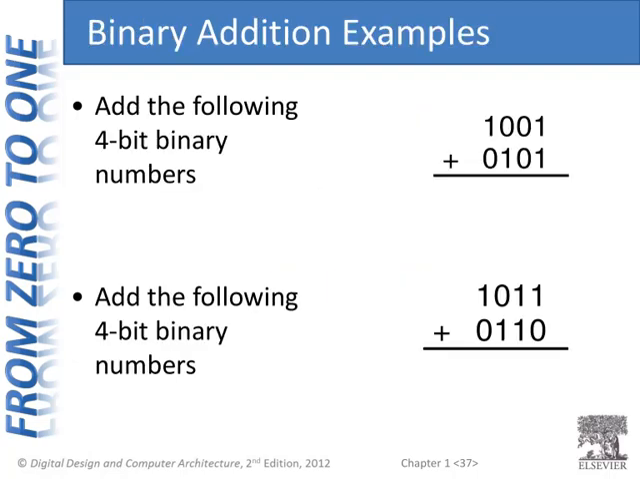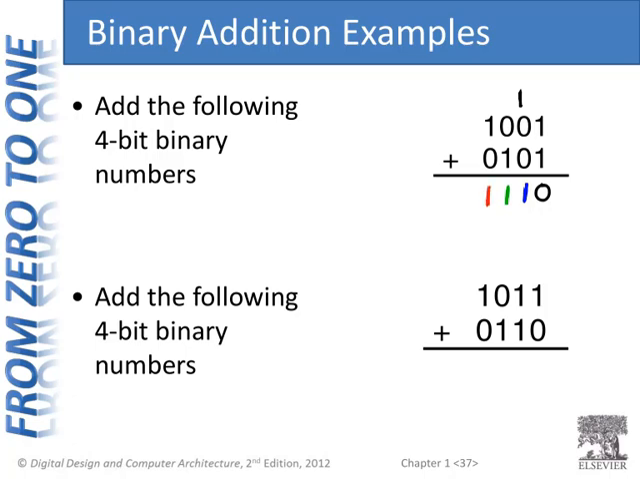Okay, so we can do some more examples in this. Let's add the following 4-bit binary numbers. 1 plus 1 is 2, which is 0. Carry the 1. 1 plus 0 is 1. 0 plus 1 is 1. And 1 plus 0 is also 1.